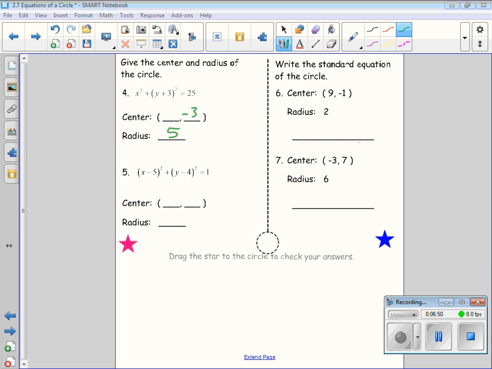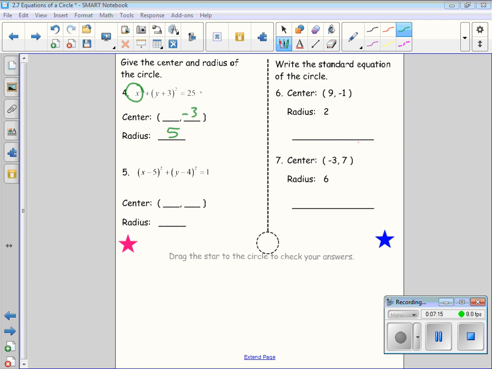Okay, hopefully those two pieces of information were easy to do. This is r squared equals 25. So I take the square root of both sides, and that leaves me with r equals 5. That was easy enough. This is a plus sign there, so that tells me that I need to put a -3 in for the y. It's going to be kind of opposite, if you will. If it says positive, it's going to be a negative number. If it says subtraction, it's going to be a positive number.